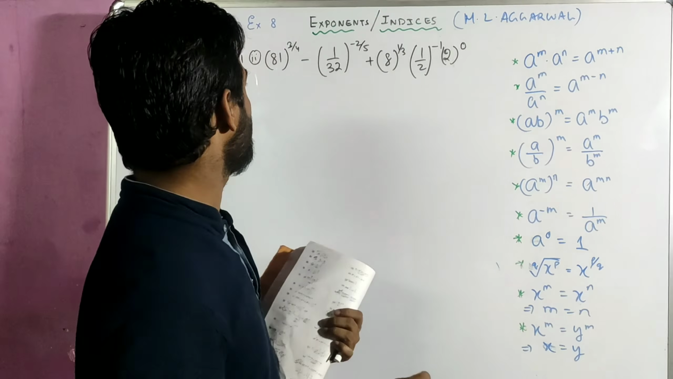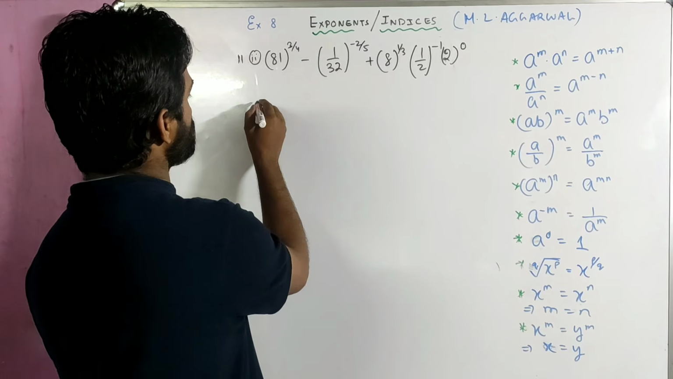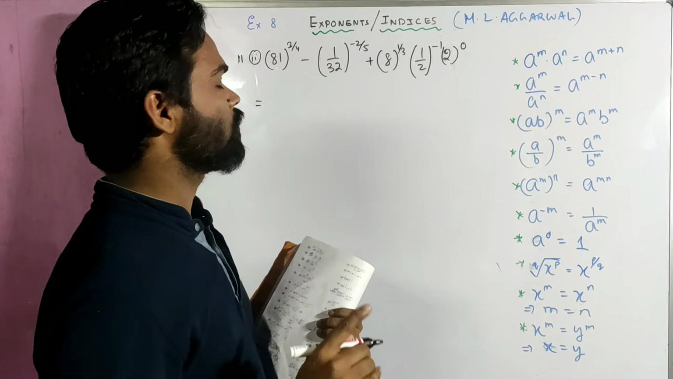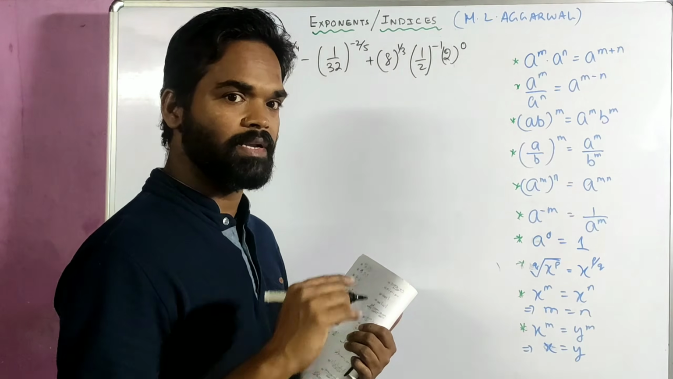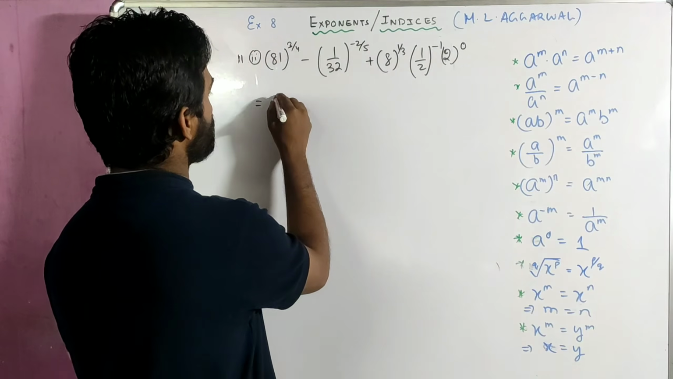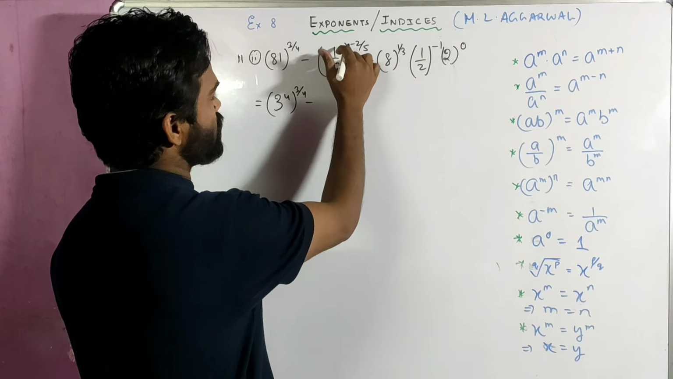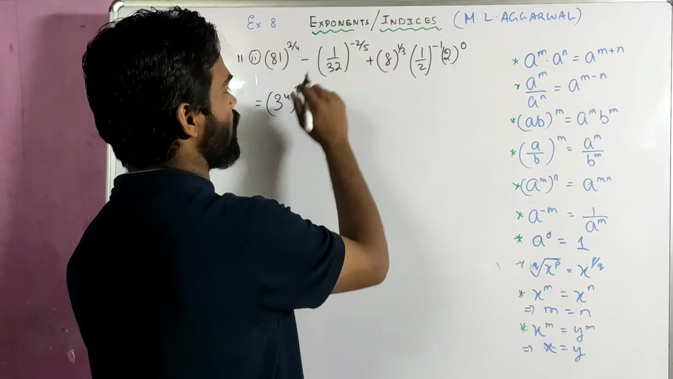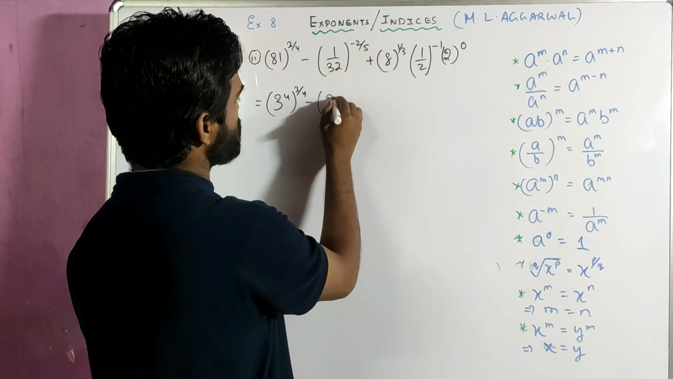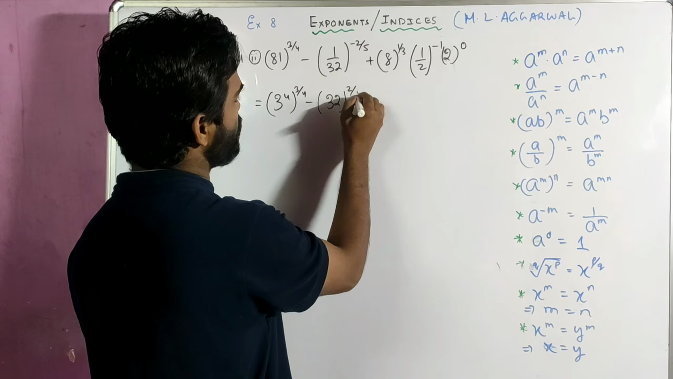Now look at 11 part 2. They told us to simplify this. Now 81 to the power 3 by 4. 81 can be written as 3 to the power 4. So this is 3 to the power 4, 3 by 4 minus, this becomes a multiplicative inverse because the power is negative. So this becomes 32 to the power 2 by 5.